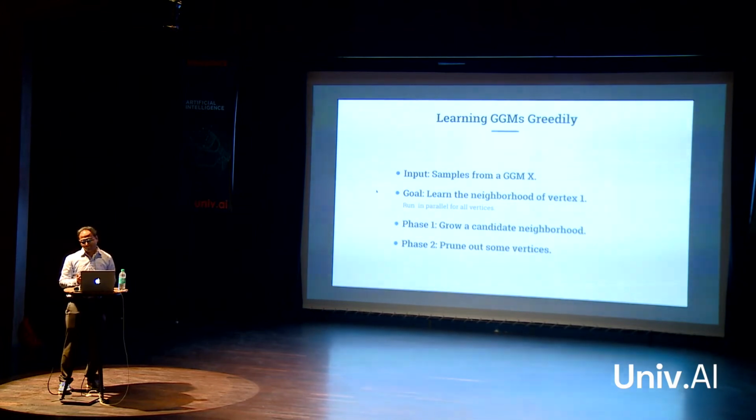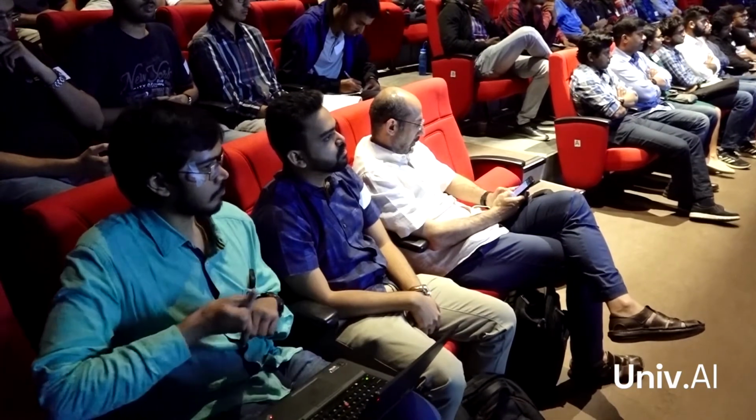And in the second phase, maybe I go and check my work. Maybe I added some spurious vertices. I'll check if each one of them is actually necessary, and if not, I'll drop it. So that's the outline. So how does phase 1 go?